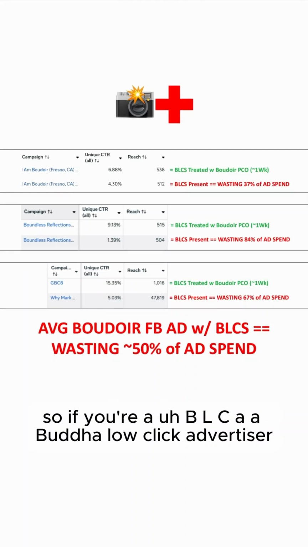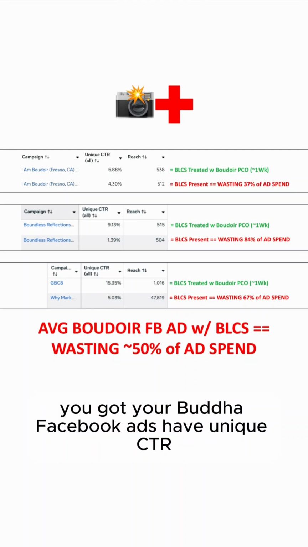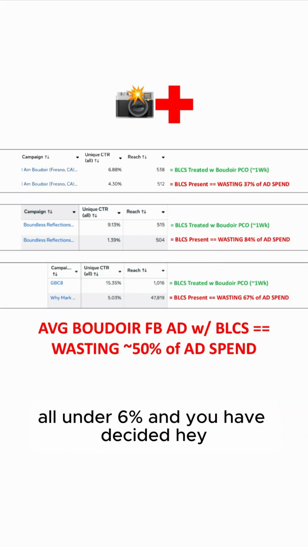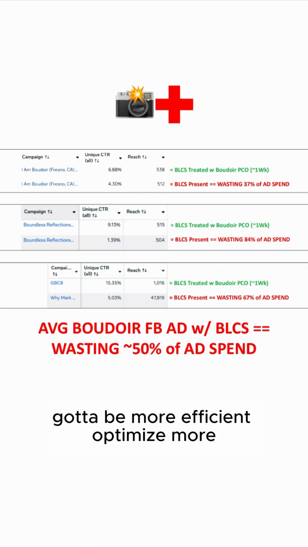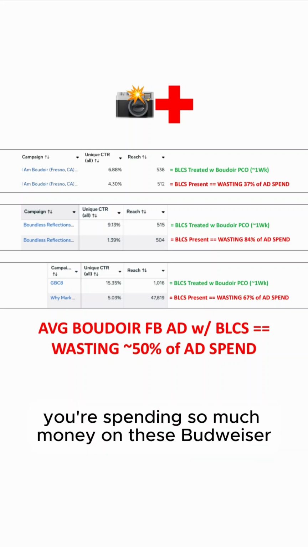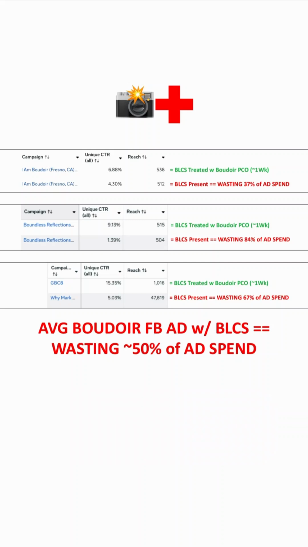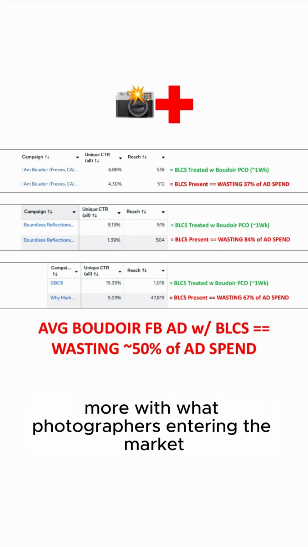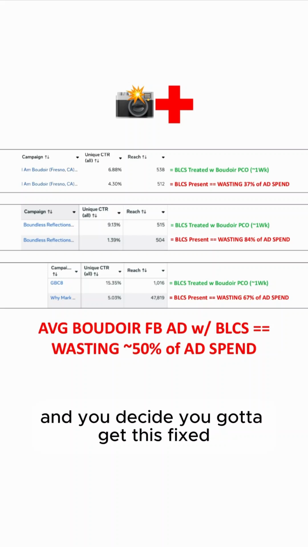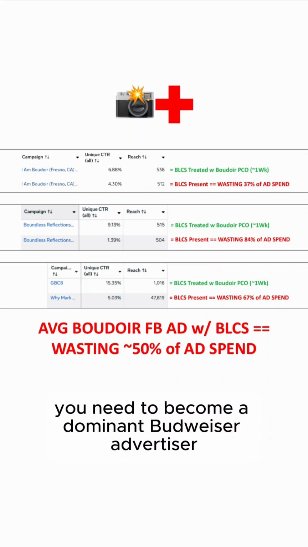So if you're a BLCA, a boudoir low click advertiser, your boudoir Facebook ads have unique CTR under 6%, and you decide you need to pull profit out of the business somewhere. Got to be more efficient, optimize more. You're spending so much money on these boudoir Facebook ads. You want to get more bang for your buck. There's more inflation happening every year in real life, more boudoir photographers entering the market, and you're looking for ways to stay competitive. And you decide you gotta get this fixed. You need to become a dominant boudoir advertiser.